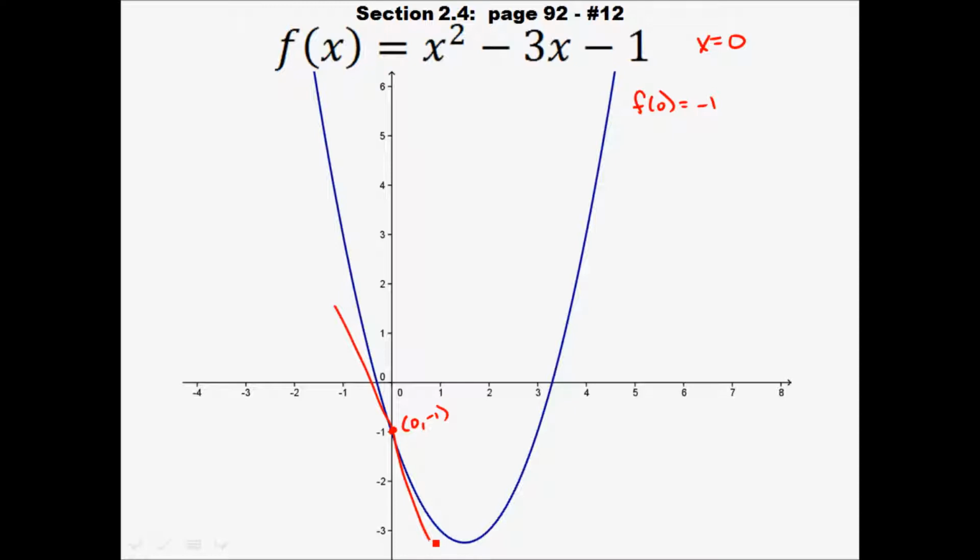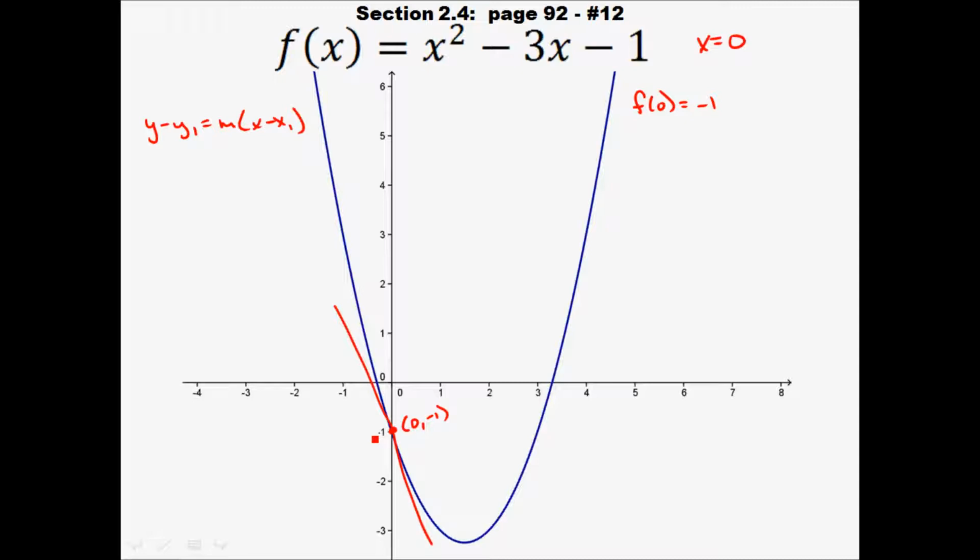Remember from pre-calculus, when you want to find the equation of a line, you'll use this formula right here. This is the point-slope formula. In order to use it, you need a point, so you can get x1 and y1, and you need a slope, so you can get m. Once you know those two things, you have the equation of the line. Obviously, we have a point.